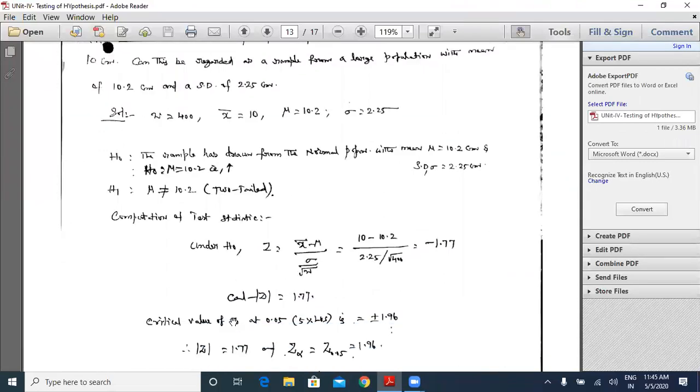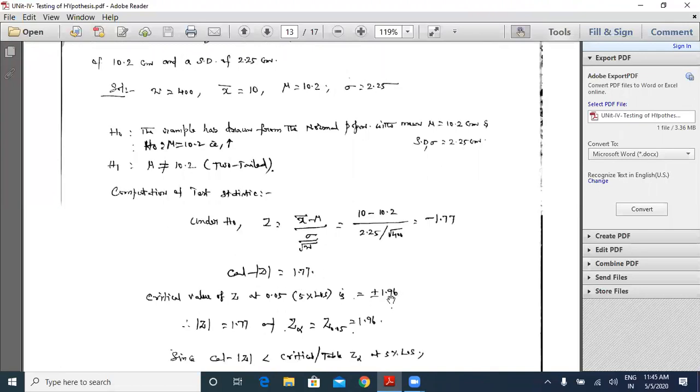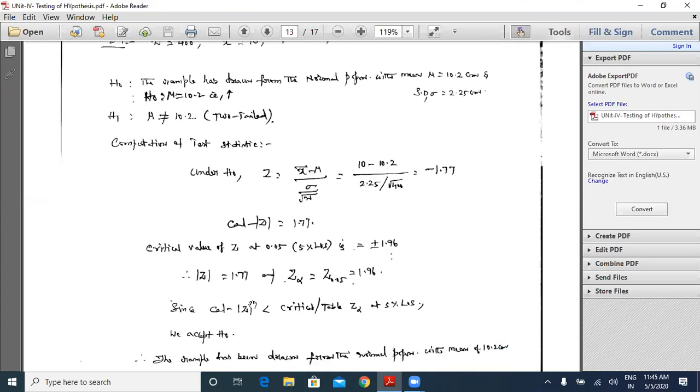Because it is two-tailed, you have to take Z alpha by 2, which is plus or minus 1.96. So this is 1.77, this is 1.96. Since calculated modulus of Z is less than the table value, 1.77 is less than 1.96. So since calculated modulus of Z is less than the critical Z value at 5%, Z alpha by 2, we accept H naught. This is the decision, based on this statement. Since calculated Z value 1.77 is less than table value 1.96, at 5% alpha we accept H naught.